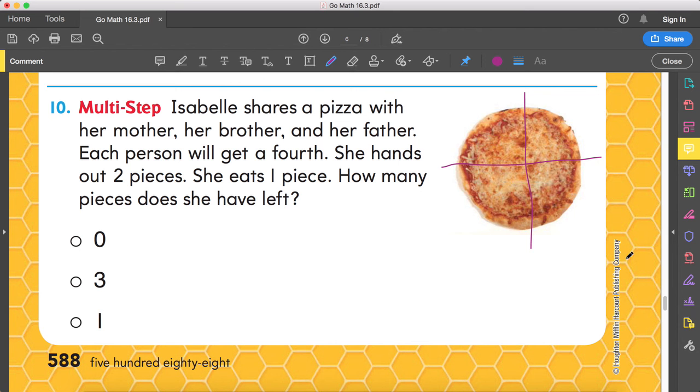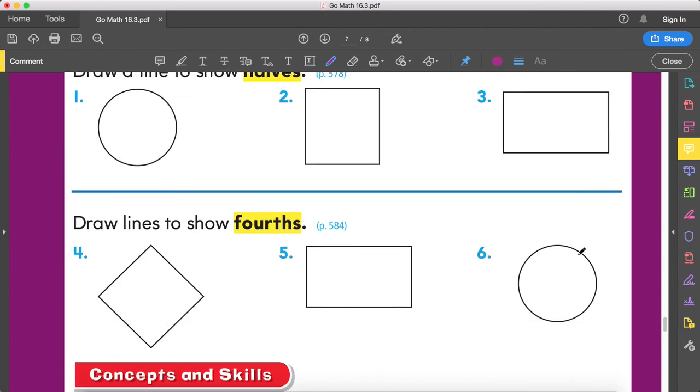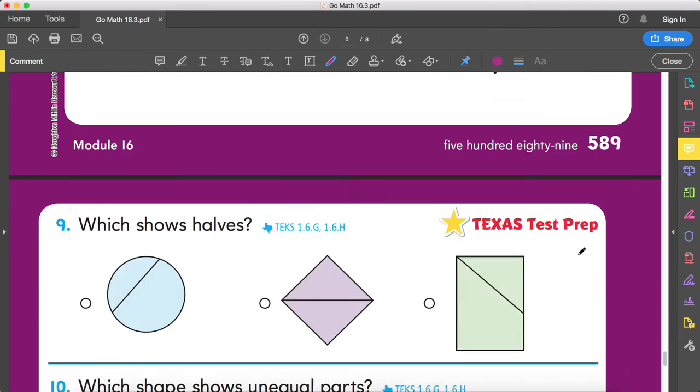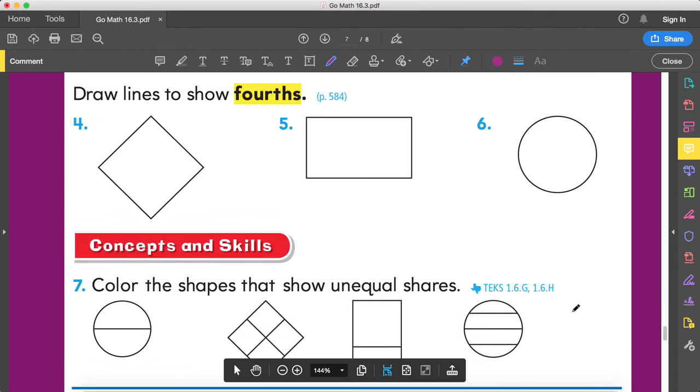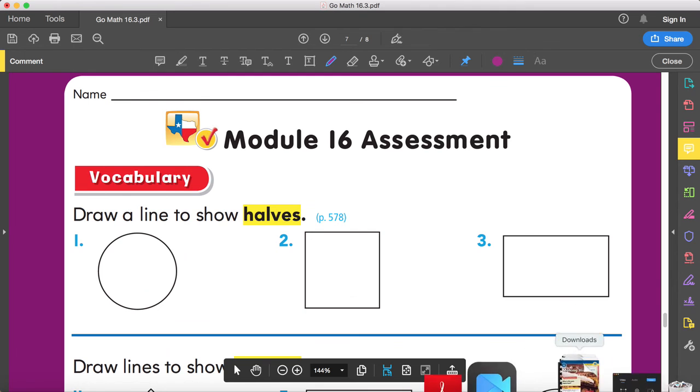All right, and your Module 16 assessment. Do that separately on a different day than a lesson. That way you can have a bit of a break.